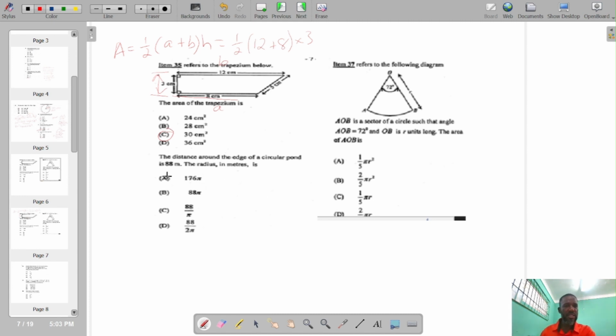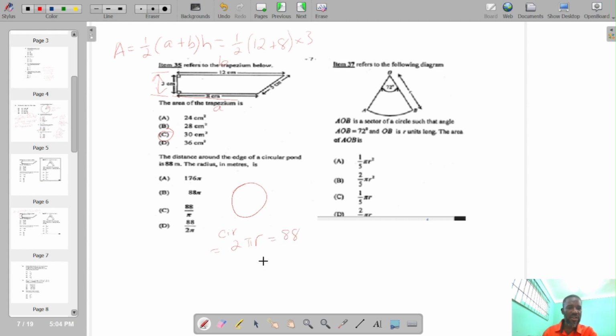Okay. Continue. The distance around the edge of a circular pond is 88 meters. The radius in meters is... So we talk about a circular pond, and so we're going to talk about the circumference of the circle. So what is the formula for circumference? It's equal to 2 pi r, and that 2 pi r is equal to 88.